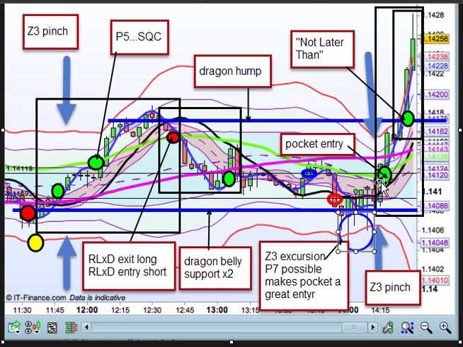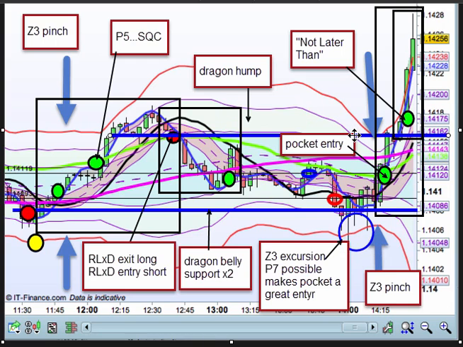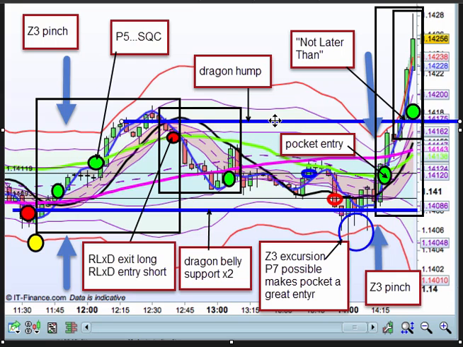This is also a Z3 pinch, I want you to notice. And so you could say when that crosses that Z3 line right in here, you might actually get a little bit earlier into that trade. You might actually get that entry here instead of the not later than. So that's a fairly fine point. So those are the things that I see going on inside there.